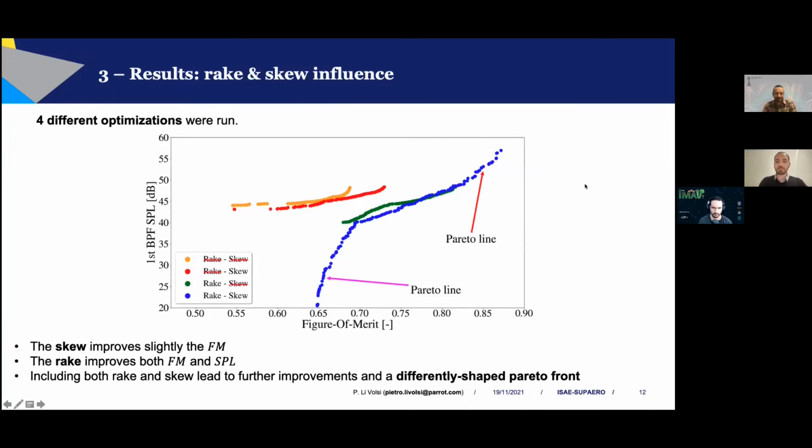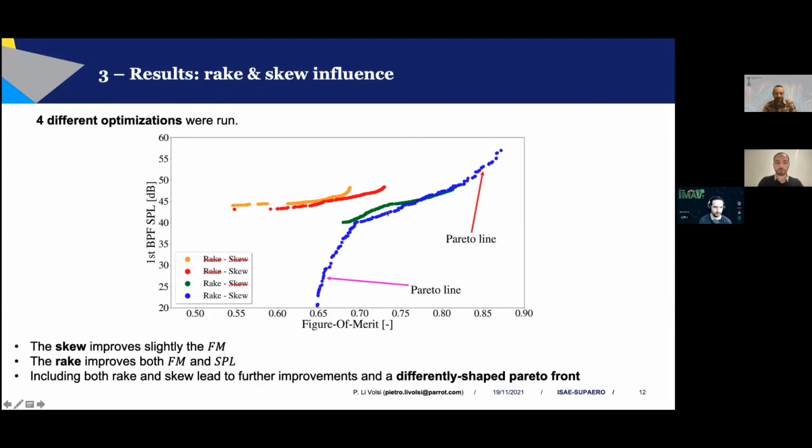Since in the literature there are no optimizations that include both rake and skew distributions in quadcopter rotors, we ran a total of 4 different optimizations, and the Pareto fronts are shown here. The orange optimization does not include the rake and skew distribution in the design variables. Once we allowed the optimization algorithm to change the skew distribution, the red Pareto front, we can see that the figure of merit is slightly improved.